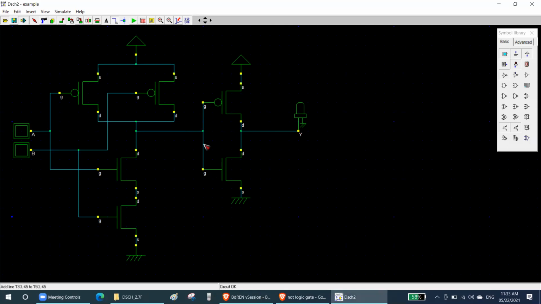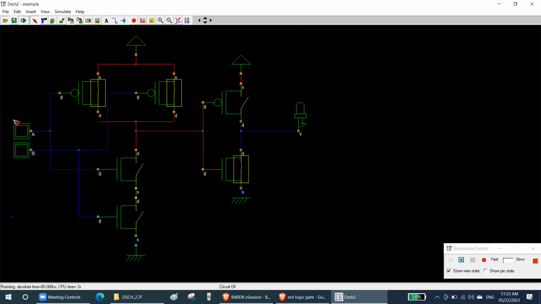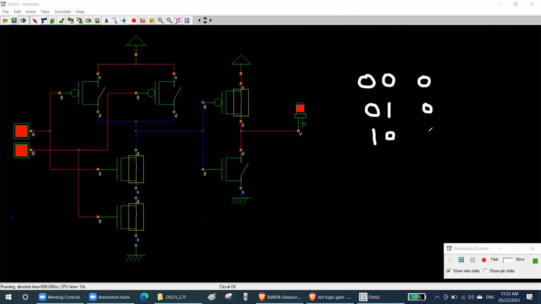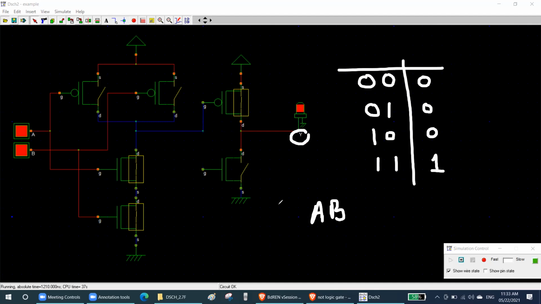Now this is our AND gate. See, for 0 0 it is 0. For 0 1 it is 0. For 1 0 it is 0. For 1 1 it becomes 1, right? For 0 0 it becomes 0. For 0 1 it becomes 0. For 1 0 it becomes 0. For 1 1 it becomes 1, right? So that is your truth table of the AND gate. So what is the expression? Not equation, I should say expression. What is the logic expression? Y is equal to AB.